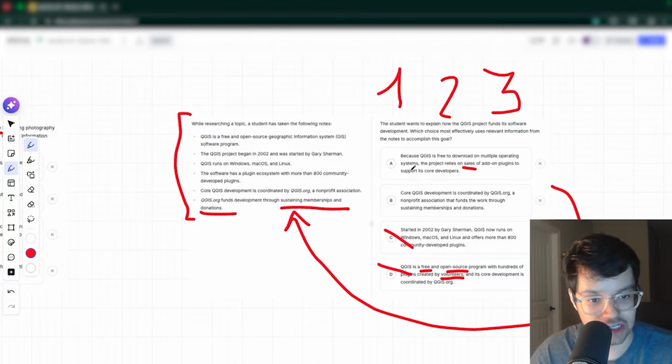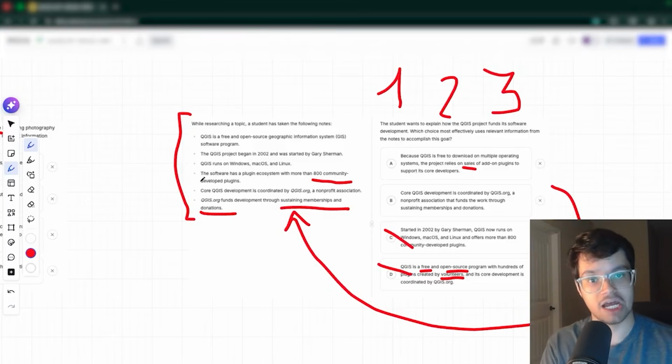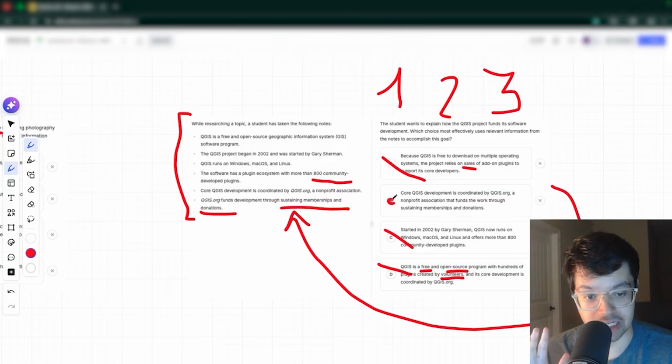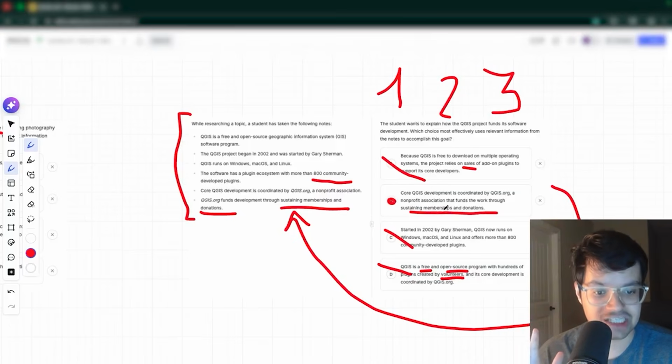We look at this here. So the one that relies on sales of add-on plugins, okay, that is not what it says. Nothing in here talks about add-on plugins. They don't even use that word. I mean, yeah, they say 800 community developed plugins, but that's not how they're getting money for their thing. We're looking for how they're getting money for their operations. So sales of add-on plugins, not it. So we're going to have to go for B because it says here sustaining memberships and donations. That's exactly right. So yes, B would be the right answer here.